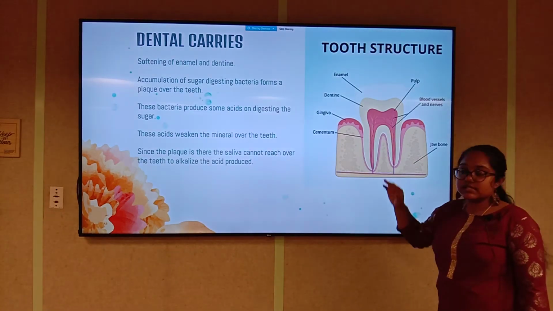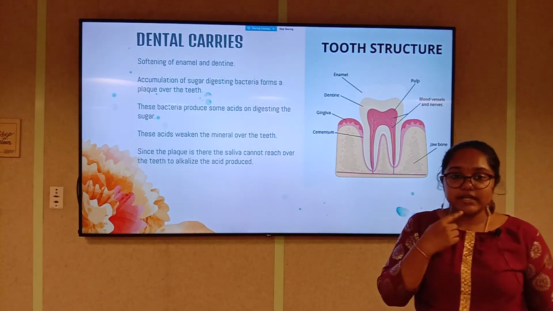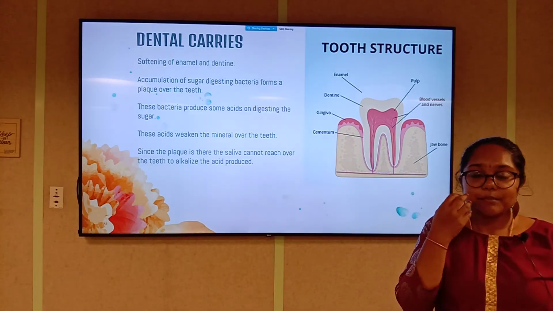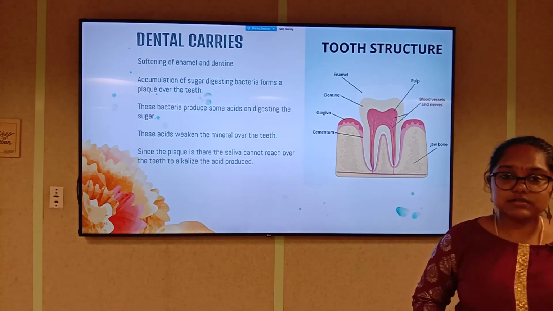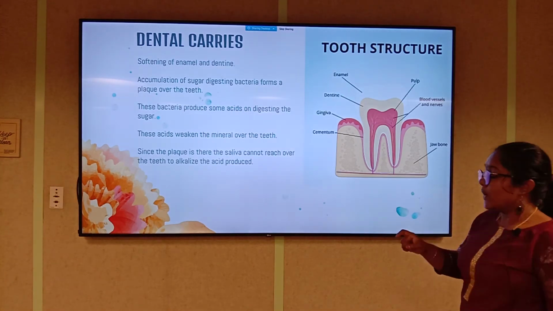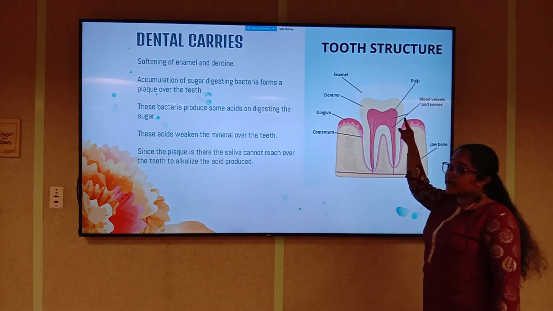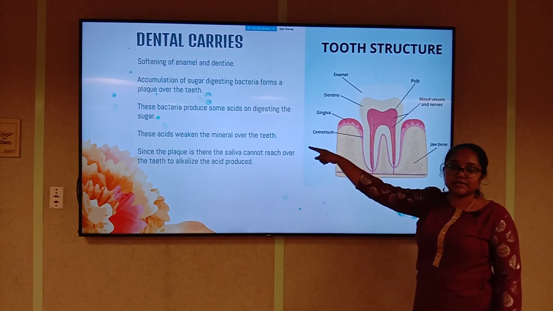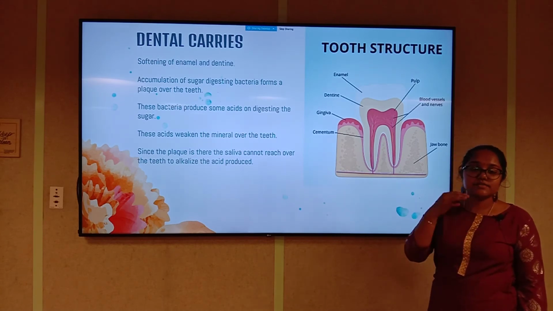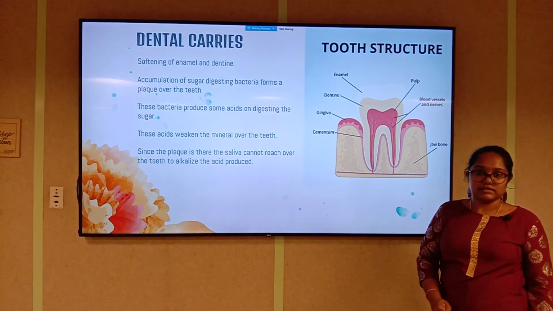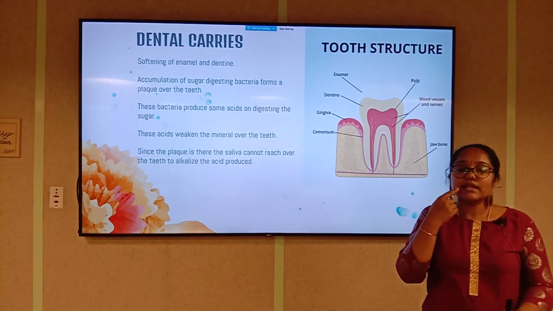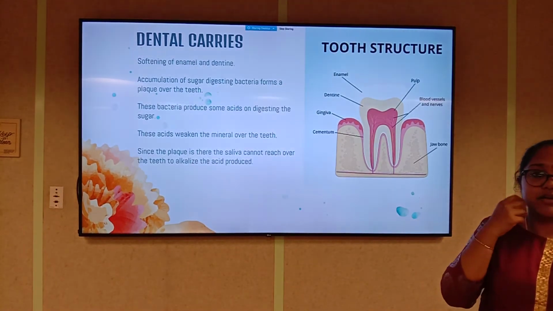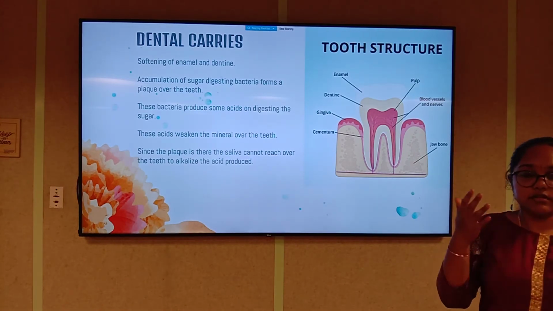Now the salivary enzyme which is produced in our body must be able to reach the teeth also to alkalize that acid and reduce that yellowishness. But when there is too much accumulation of these acids produced by the bacteria, the salivary enzymes will not be able to reach our teeth and will not be able to break down those acid layers. And that is how the decaying of the teeth happens, where the enamel of our teeth softens and we have our teeth breaking and root canal treatment and all we have to undergo.